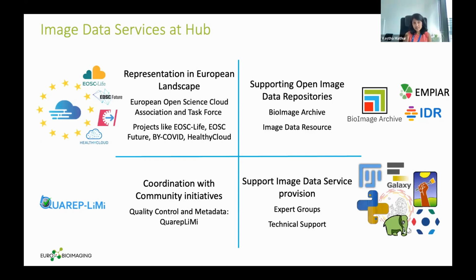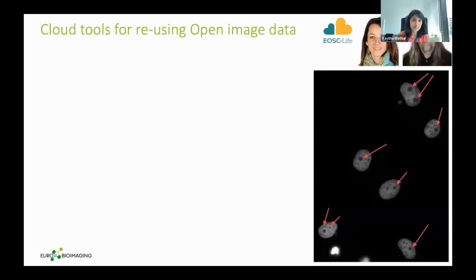Now, what I've done here is that there are a lot of things here. So I've tried to pick out a couple of examples to demonstrate the kind of efforts we've been involved in. So the first thing that I picked was the work that Jean-Karim Hériché and Beatriz Serrano Solano at our EMBL node did as a part of an EOSC-Life project, which was to basically provide cloud tools for reusing open image data.